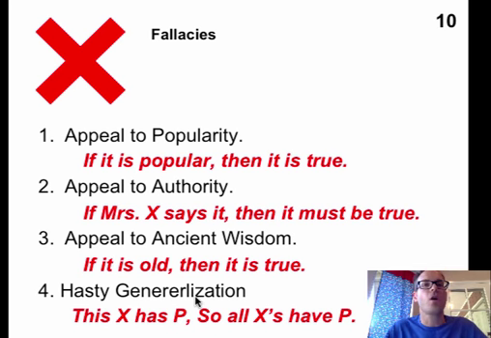Number four, this is always a problem with anecdotal evidence. Someone makes a hasty generalization, and I apologize, there's a major typo right there in slide 10. The hasty generalization takes this form: this thing has a certain property, so all the other things also have this property.